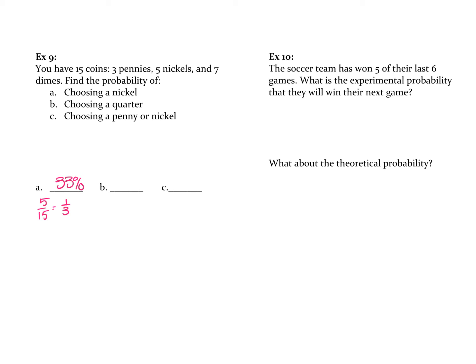And then choosing a quarter, notice there were not any quarters listed, so this would be 0 out of 15. So that would be 0%, which would be one of those impossible events that we were talking about. Then I want to know what's the probability of choosing a penny or a nickel. I can just add the pennies and nickels together. So this would be 8 out of 15, which as a percent would be about 53% for the probability.